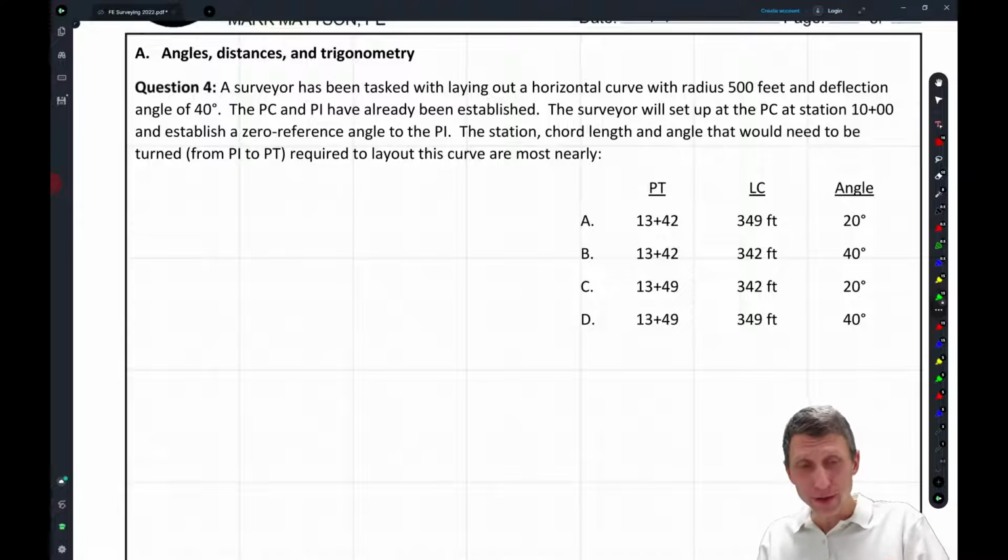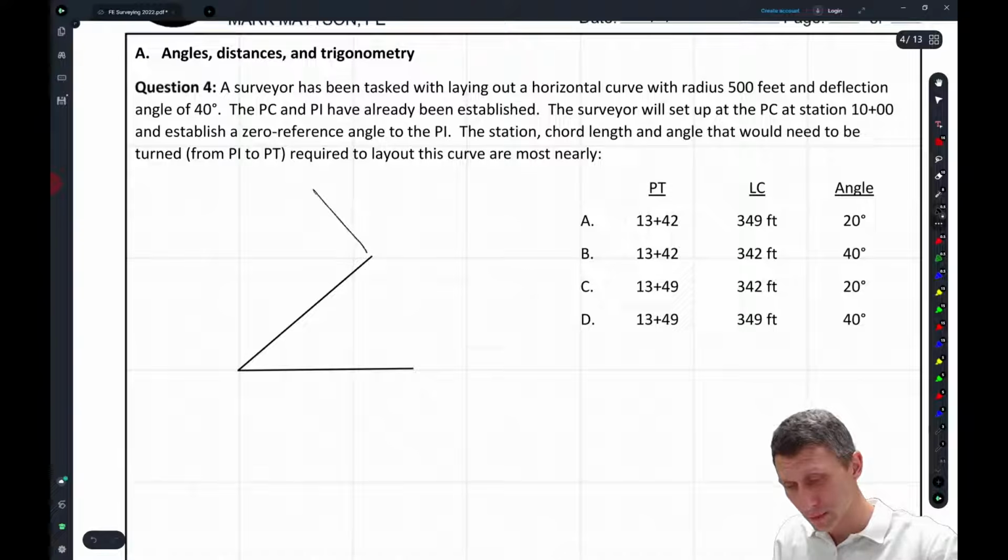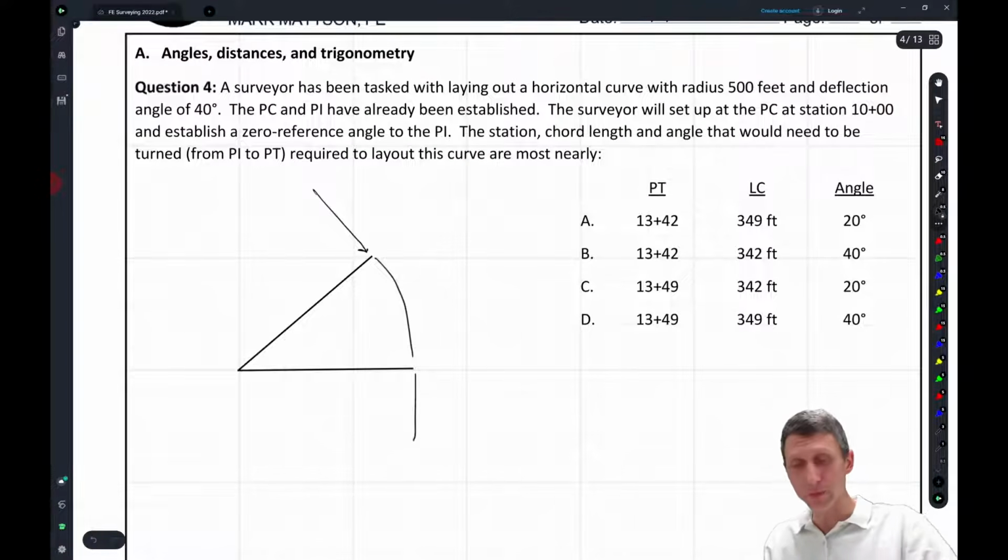So we have a radius of 500 feet, and we've got a couple other things going on here. I'm just going to draw my curve in here. We've got a radius of 500 feet. We've got a circle here. What we know is we've got some tangent that comes in, some curve, and some tangent that goes out. Okay, so this is our curve.